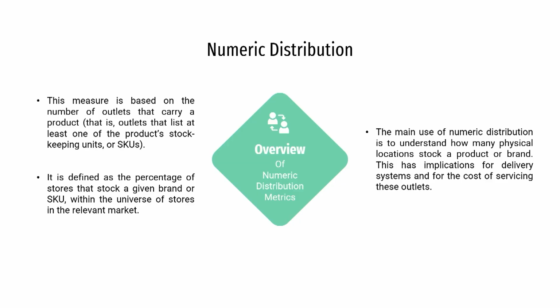Now, let us look at the overview of the numeric distribution metric. This measure is based on the number of outlets that carry a product, that is, outlets that list at least one of the product's SKUs, stock keeping units, meaning at least some portion of their stock is filled by my brand. We are not talking about to what extent or what percentage of their overall stock is from my brand. We are just talking about the availability of my product, not the quantity.